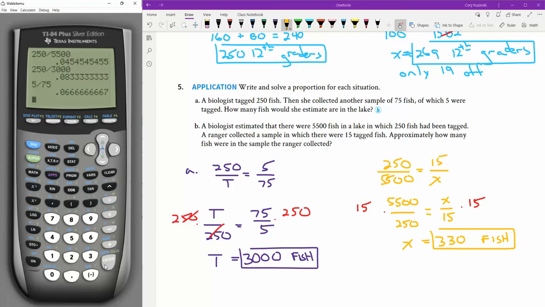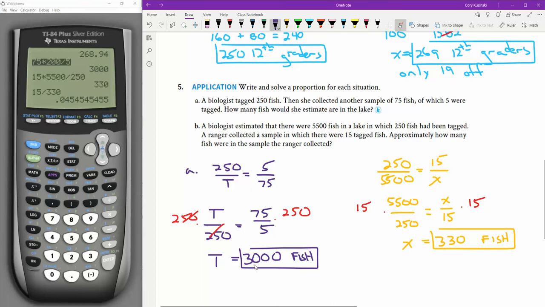What happened? Those don't match. What did I do wrong? Let's check my math. 75 times 250 divided by 5. 3,750. I typed something wrong. Oh, I only did times 200 instead of times 250. We got it. 3,750 though. Good thing I checked my math. Yay me.